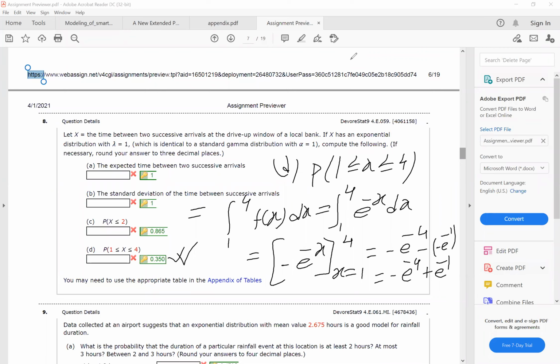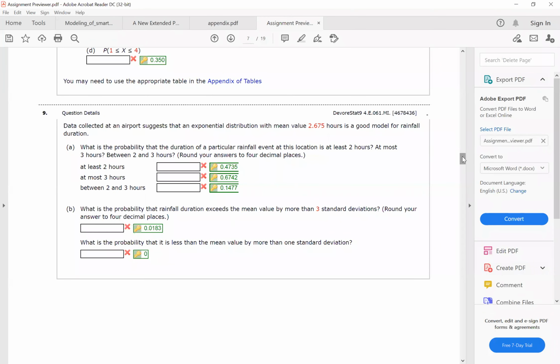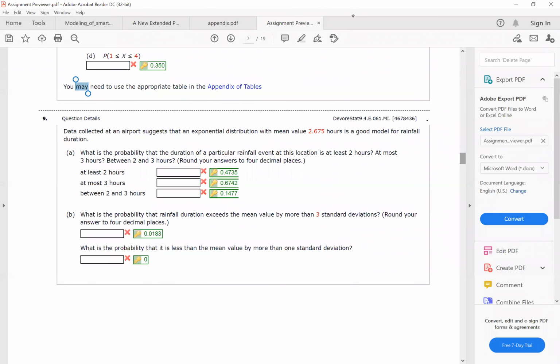Okay, so I am erasing everything. Number 9: data collected at an airport suggests that an exponential distribution with mean value. So we are given this is also an exponential distribution with mean mu equal to 2.675. So here mean mu is 2.675. So we can find the lambda. Lambda will be 1 over mu. So 1 over 2.675. So this is the lambda value.